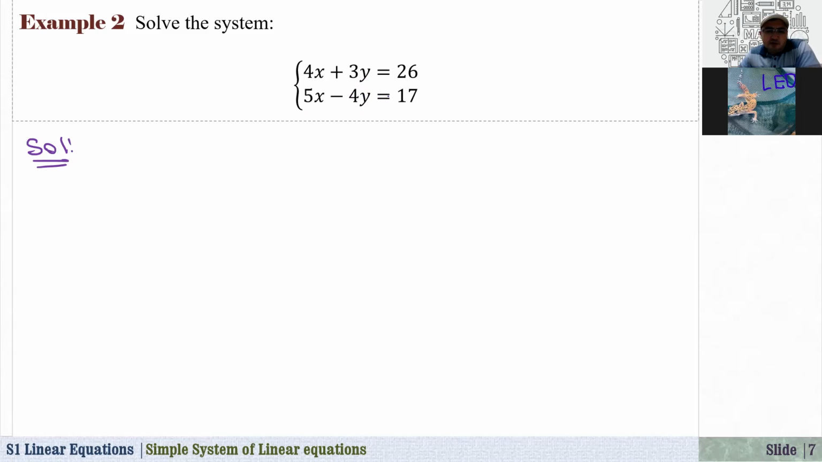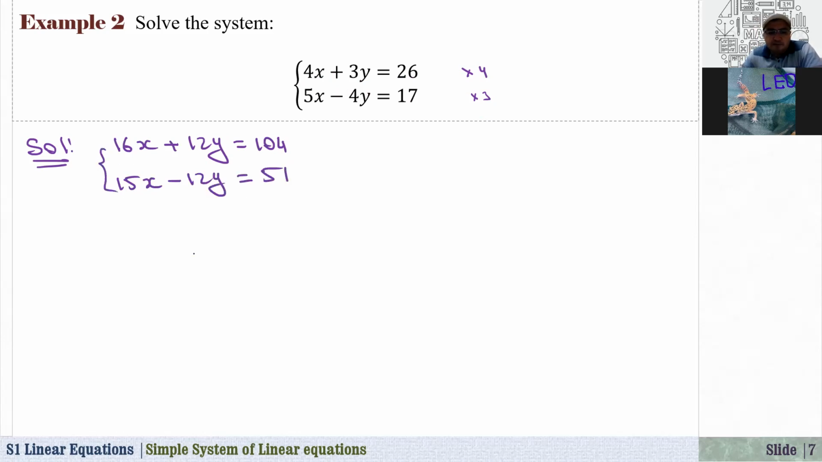So again, to solve this one by elimination method, I'm going to multiply the first equation, both sides by 4, the second equation, both sides by 3. If you multiply both sides of the first equation by 4, 4 times 4, here we have 16x, plus 4 times 3, here we have 12y, 4 times 26, that's equal to 104. And if you multiply the second equation by 3, 3 times 5, it is 15x. So here we have 15x minus 12y. On the right-hand side, we have 51, right?